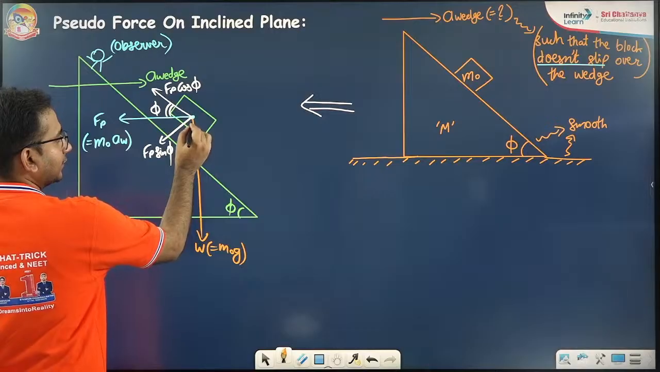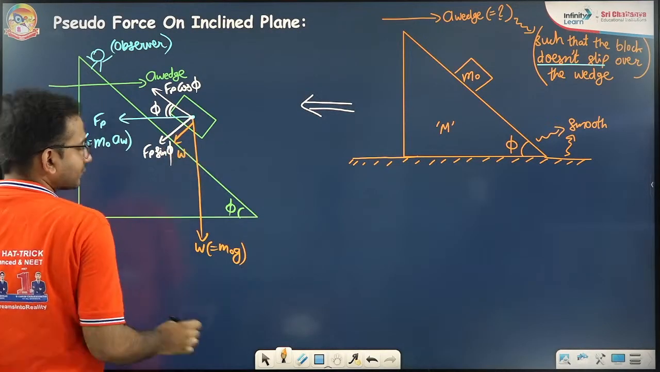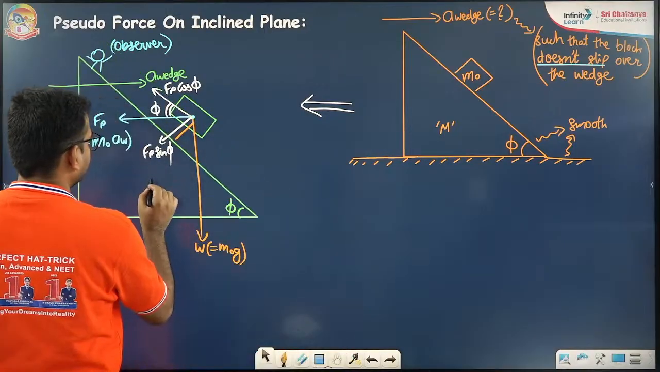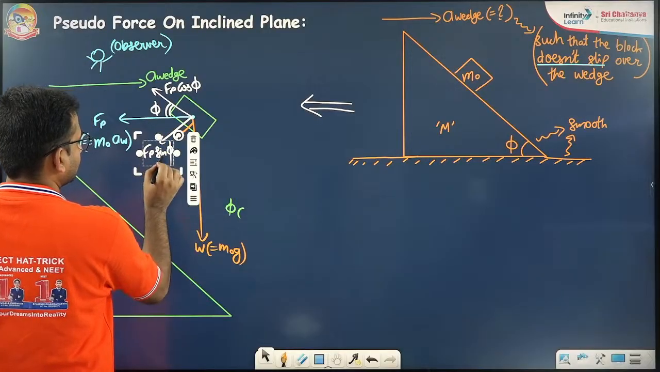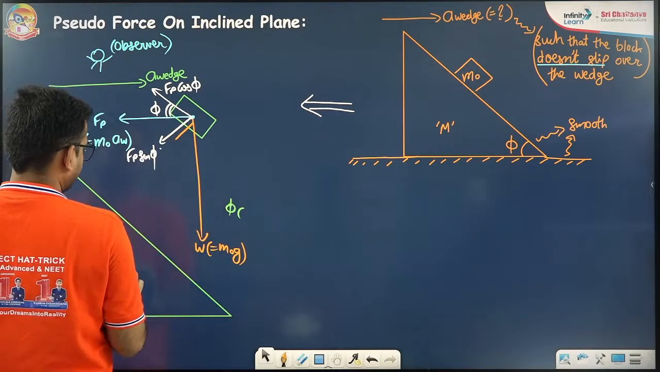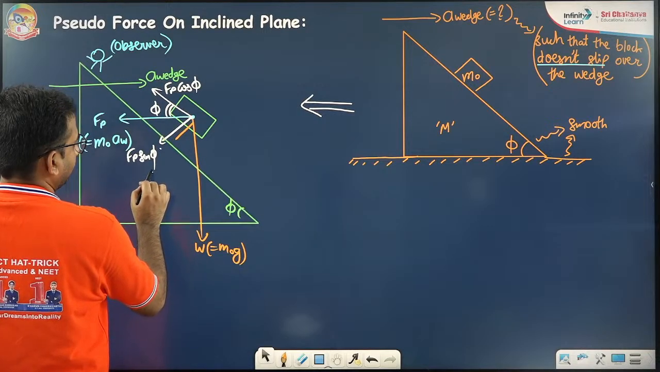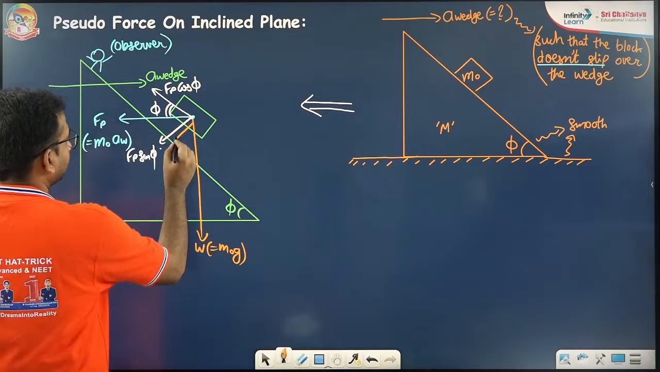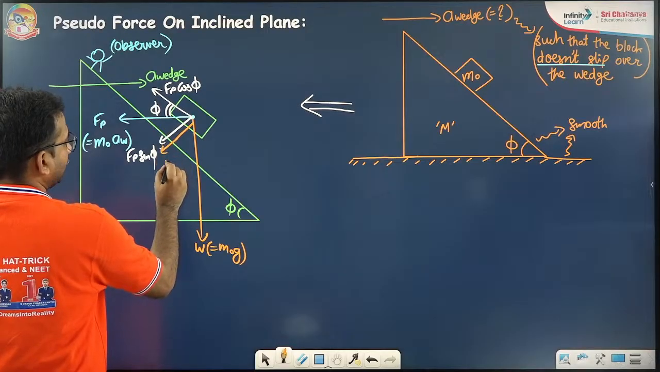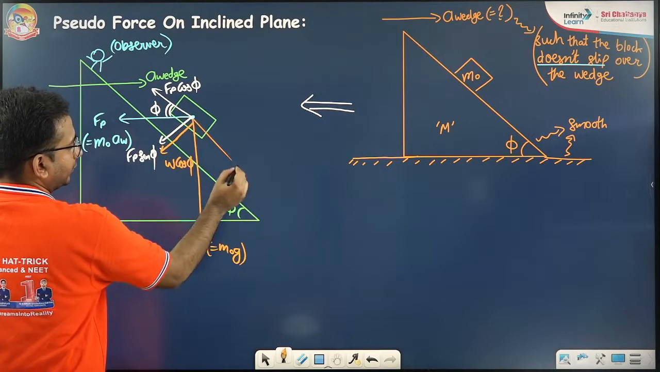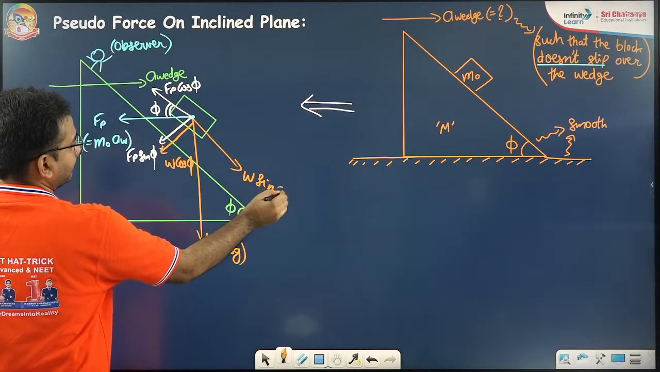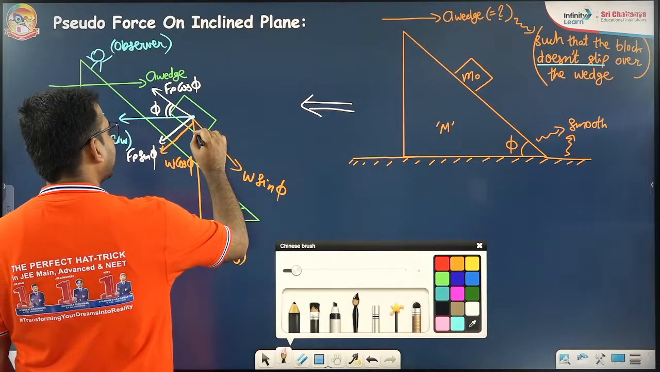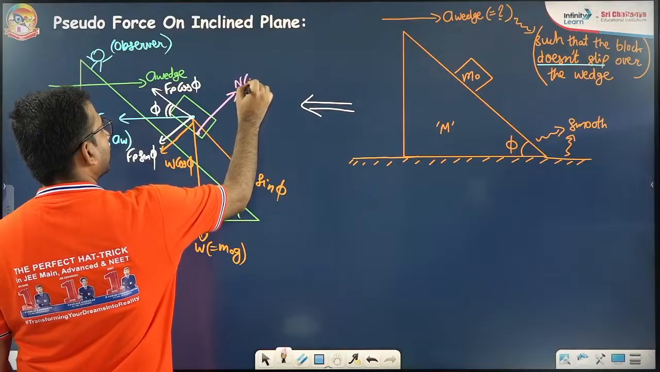Now let me resolve this. This component will be W cos phi, and this component will be W sin phi. And there will be a normal reaction like this, a normal reaction N or R.